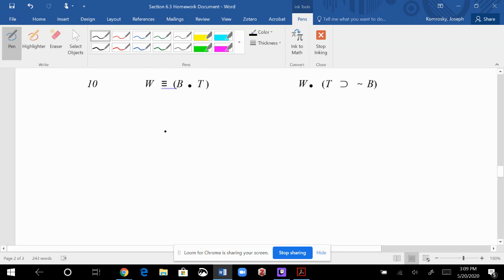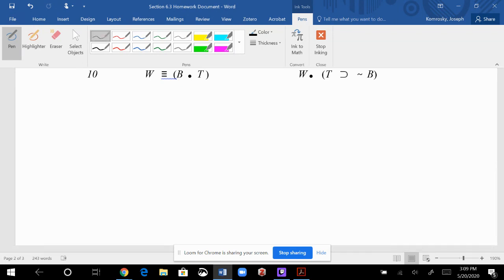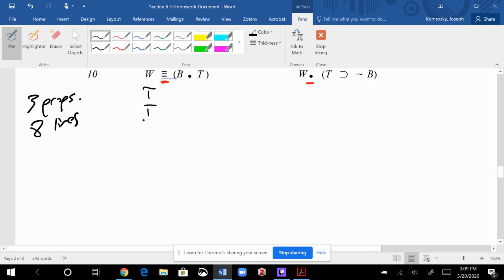Awesome. All right. So how many propositions here? 3, right? 3 props. How many lines in the truth table? 8 lines. What's the main operator for this left side? It is this. What's the main operator for this side over here? It's this. So we're just going to solve. I'm just going to go true, true, true, true. Okay. Second one is true, true, false, false, true, true, false, false. Last one, true, false, true, false.